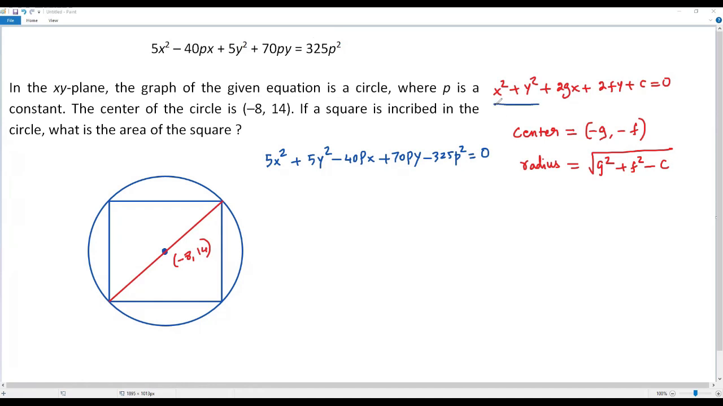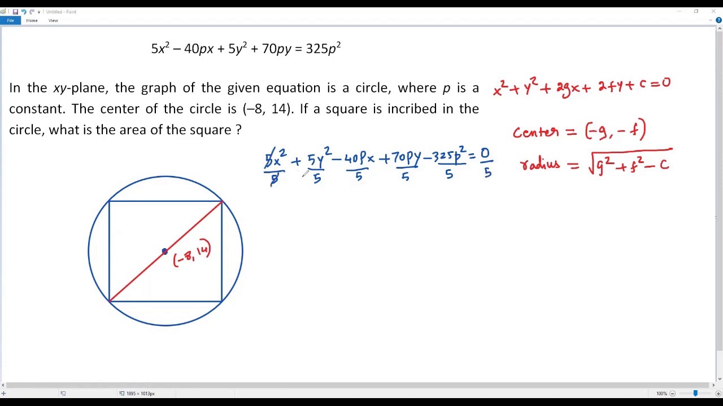Now, when I consider the standard equation, the coefficient of x square is 1 and the coefficient of y square is also 1. But here, the coefficients of both x square and y square are 5. So we have to make these coefficients 1. For that, we divide each term of this equation by 5. Let me do it. Divide by 5 each term, and the right side 0 is also divided by 5.